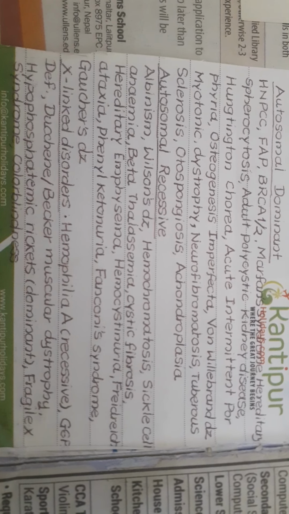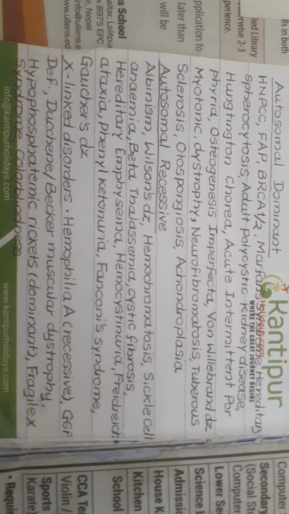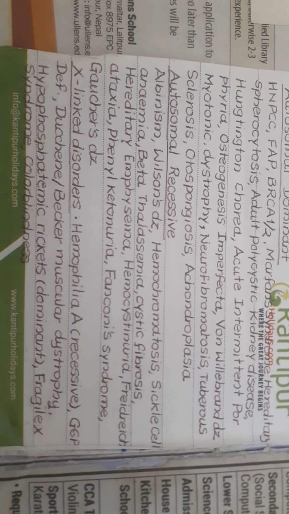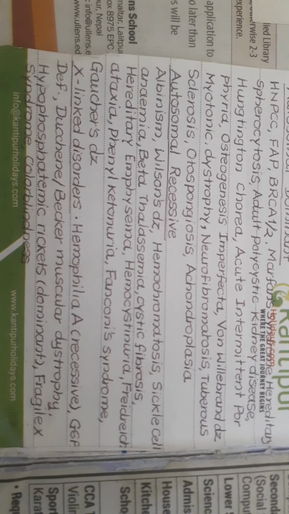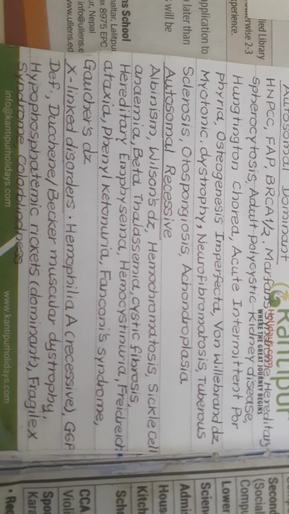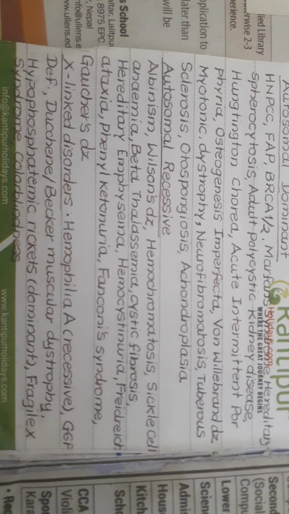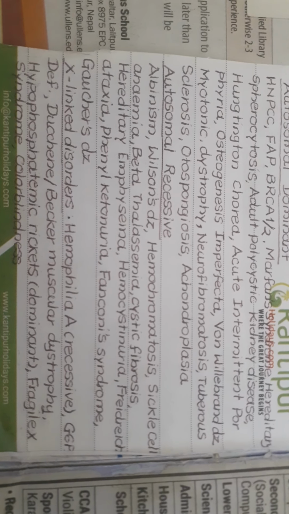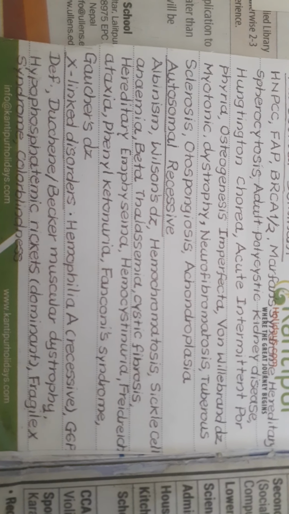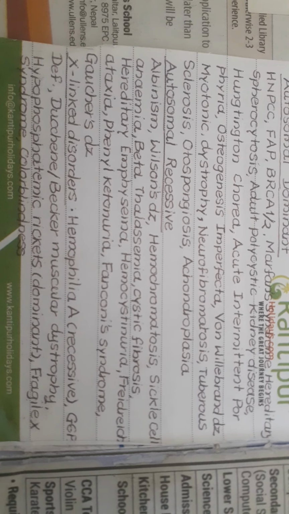Autosomal dominant: HNPCC, FAP, BRCA 1 and 2, Marfan syndrome, hereditary spherocytosis, adult polycystic kidney disease, Huntington's chorea, acute intermittent porphyria, osteogenesis imperfecta, von Willebrand's disease, myotonic dystrophy, neurofibromatosis, tuberous sclerosis, otosclerosis, achondroplasia.